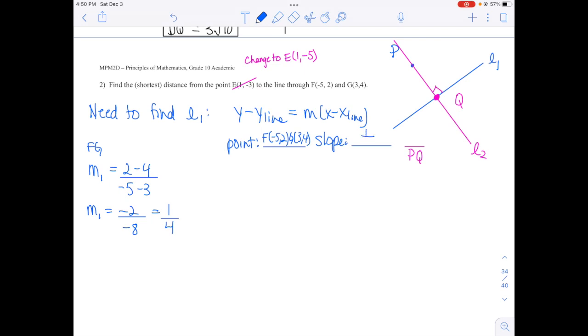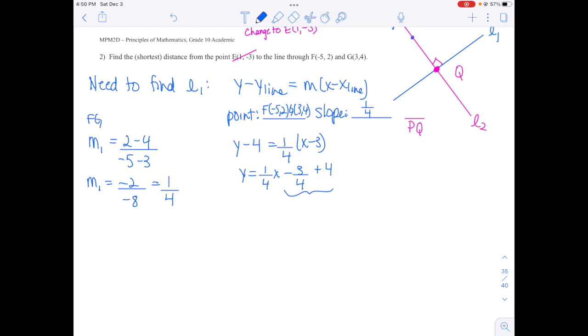Okay, so I know my slope here is 1/4. So I'm going to use, let's use g because both numbers are positive. So I have y minus 4 equals 1/4 (x minus 3). I'm going to have fractions here, but that's okay. I get 1/4 x minus 3/4 plus 4.